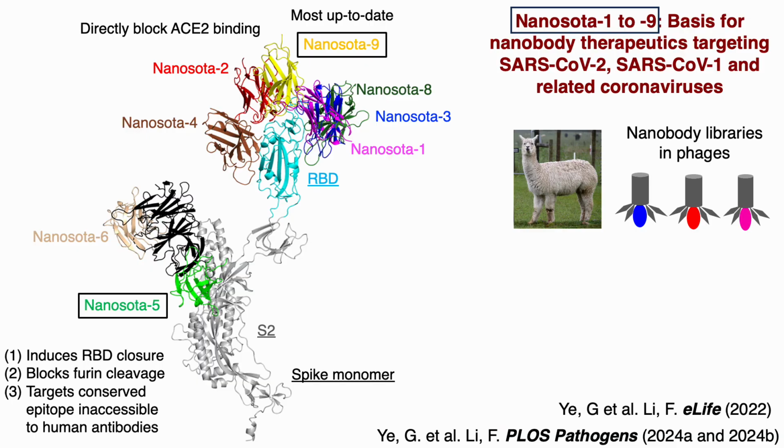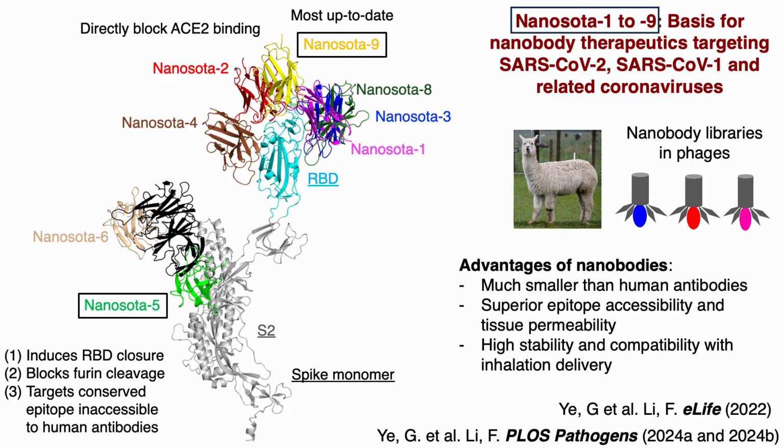Minnesota 5 is interesting because it induces RBD to close, which indirectly blocks ACE2 binding. It also blocks fusion cleavage. Importantly, it targets a conserved epitope that is not accessible to human antibodies.